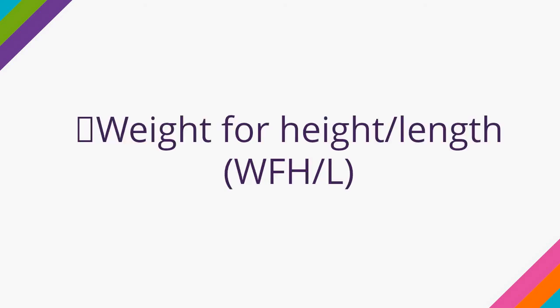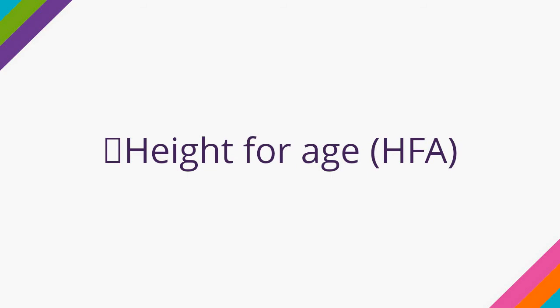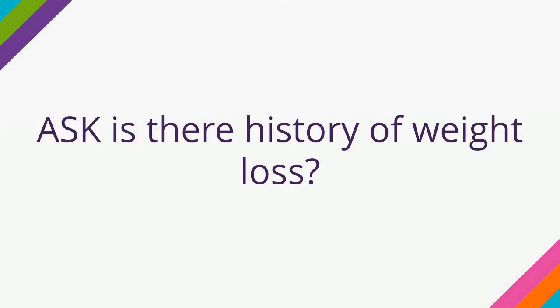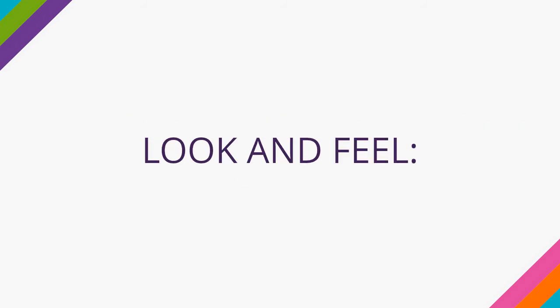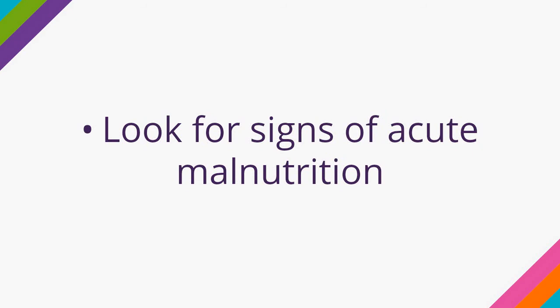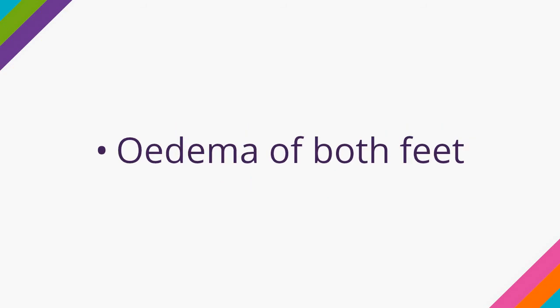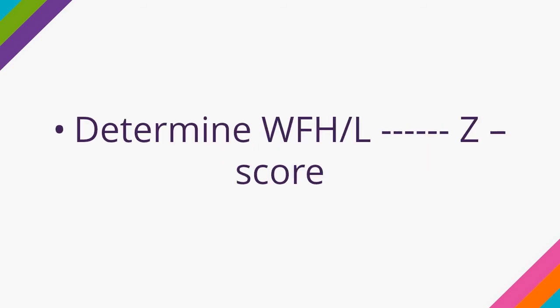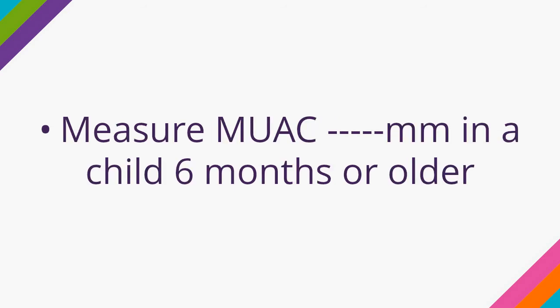So you can ask if there is history of weight loss. Look and feel. So what do you look and feel for? Look for visible severe wasting. Look for signs of acute malnutrition. Look for edema of both feet. Determine weight for height and length, and give a score. Measure middle upper arm circumference in a child 6 months or older.